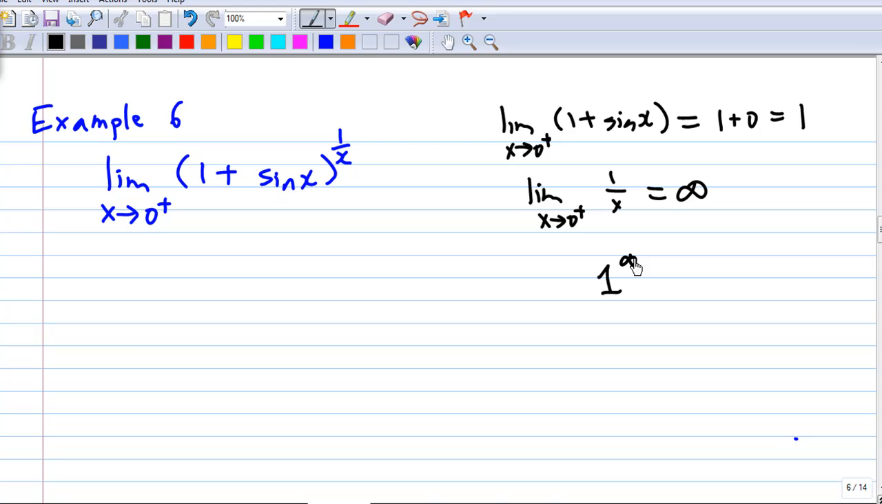So the strategy is like this. We're going to let y equal to (1 plus sine x) raised to the power 1 over x.